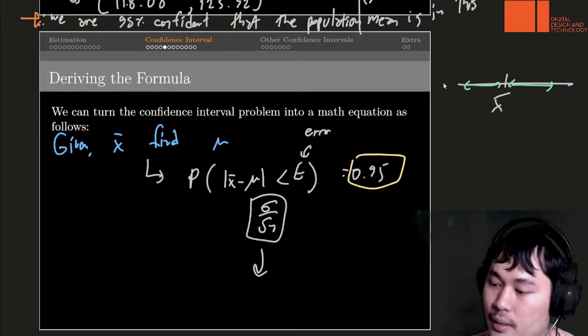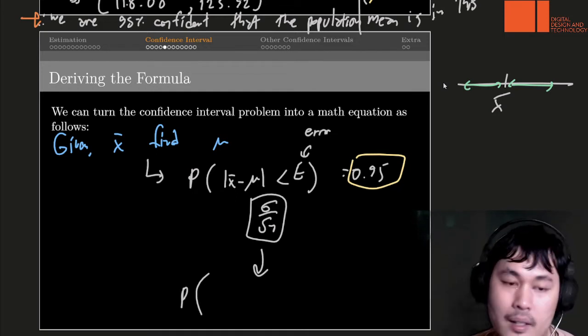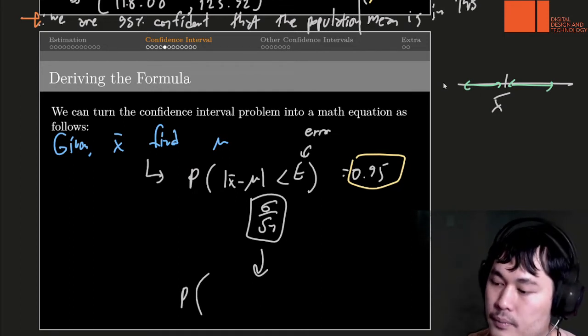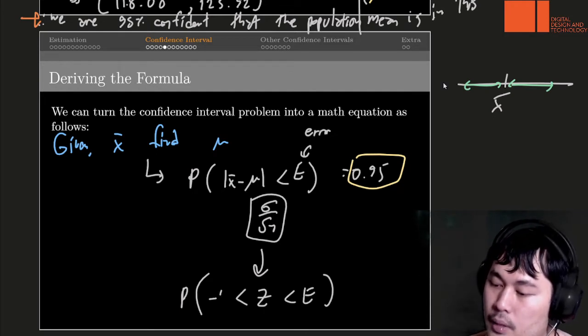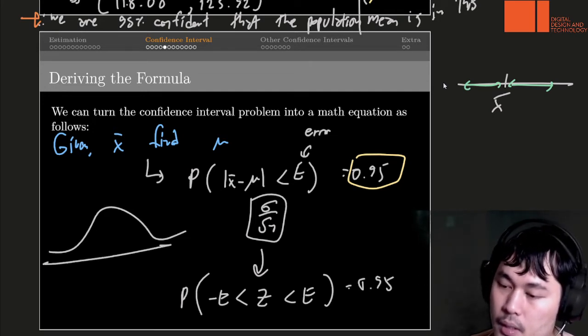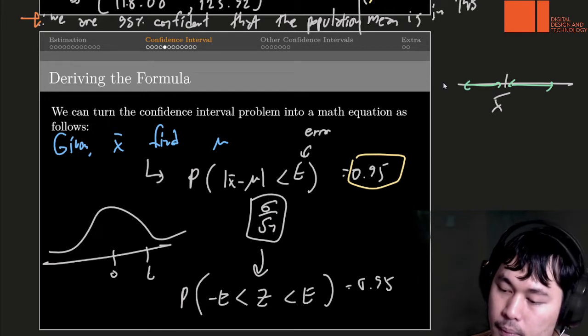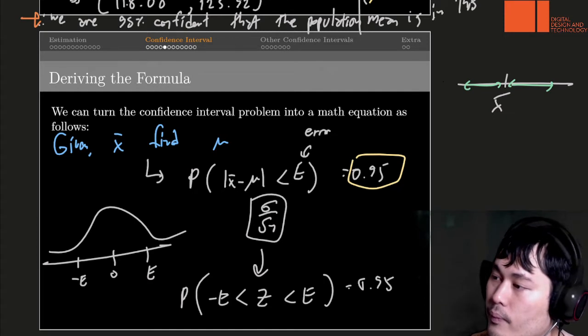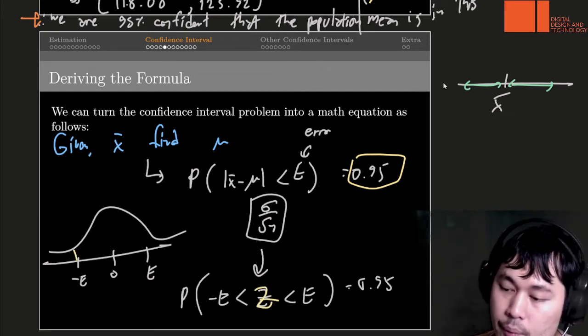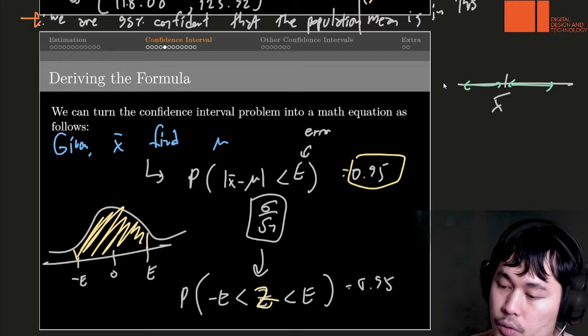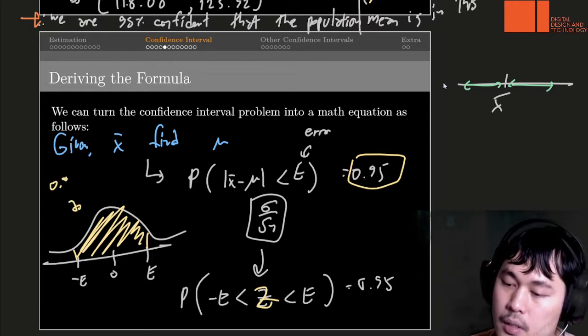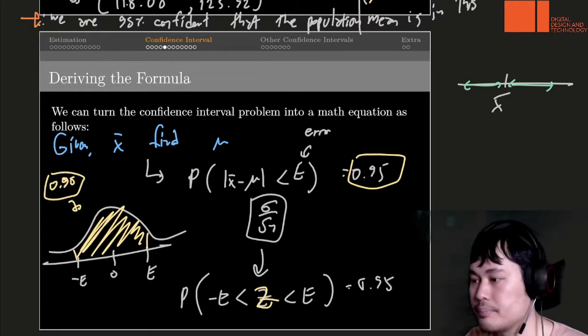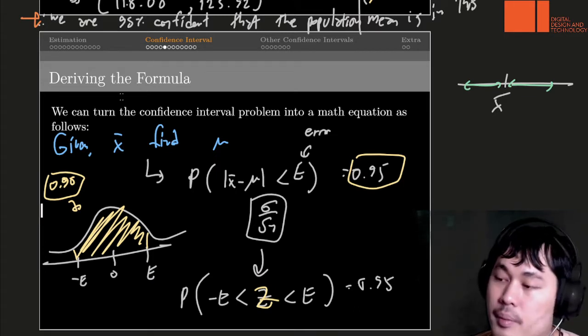Eventually, using all these things, we can conclude that we are looking for the C value where this area is 0.95, in the graph we have. If the center is 0, for the standard normal distribution, then we are looking for these two values E where this area is 0.95. And that's how the formula got derived.